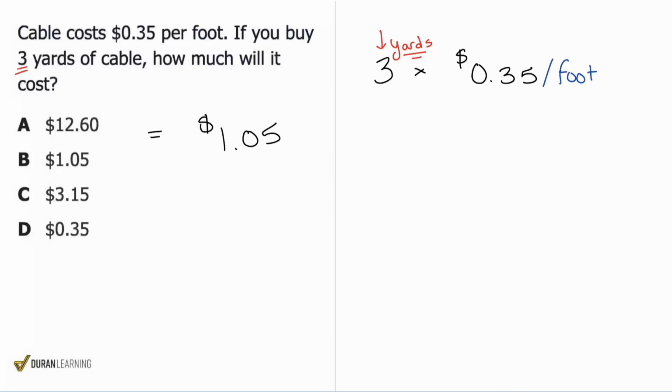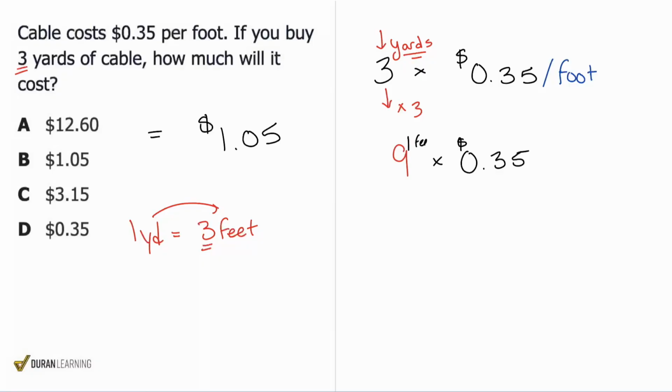And let's convert. To convert from yards to feet, everybody, what do we multiply by? 1 yard is equal to 3 feet. So we're going from big to small, and we'll multiply by that 3. 3 times 3, that'll give us 9. And so it's 9 multiplied by 35 cents per foot that we should be doing. Because again, it's 9 feet, and then we have 35 cents per foot. We're good to go.